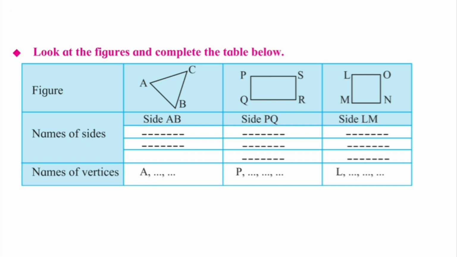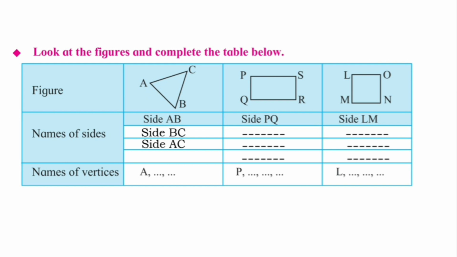Look at the figures and complete the table below. Now, one table is given here and we have to write names of sides and names of vertices. So here, first figure is of triangle, right? This is triangle A, B, C. Okay, so let's write its side. So, first side is AB, next will be BC over here. This is AB side and this is BC side. Now next side will be AC. This one AC.